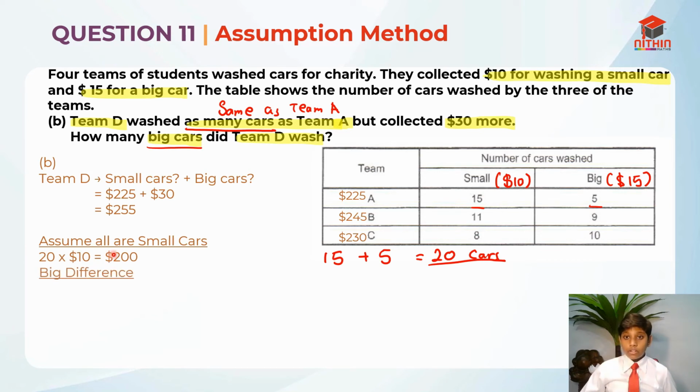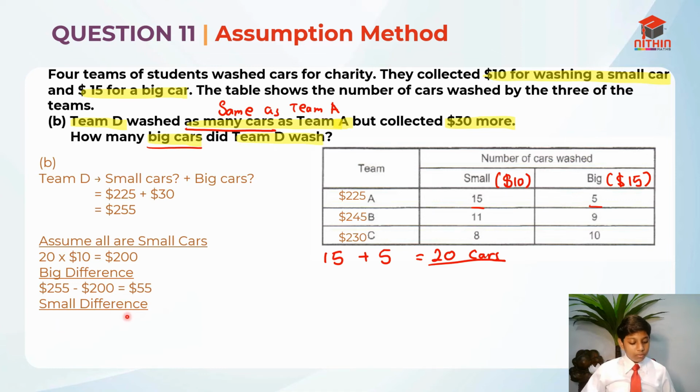Now that we have $200, we should find the big difference. The actual amount is supposed to be $255, but we only have $200. So to find the big difference, we take 255 minus 200. This is the first attempt to make it into 255, but it's not 255. That is why we subtract, which will give us $55.